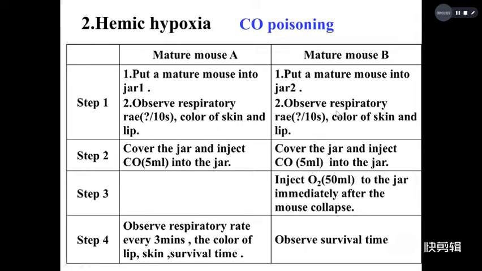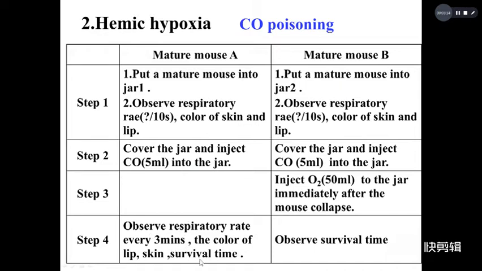Now the next, cover the jar and inject about 5 milliliters of carbon monoxide into the jar. So the animal A will inhale carbon monoxide, so carbon monoxide poisoning happens.